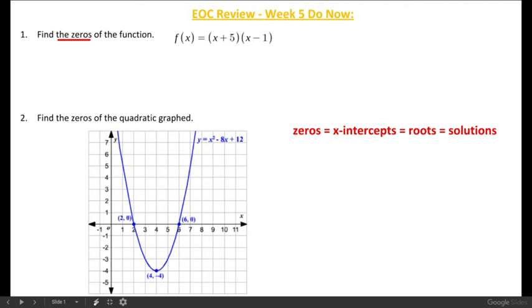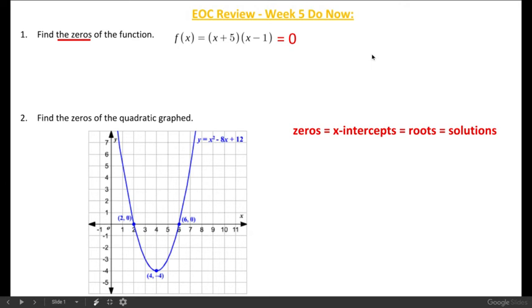So when we're asked to find the zeros of a function, what we have to do is take our function. When we look at it, we see that it's already in factored form because it has two parentheses being multiplied together. So since it's already factored, all we have to do is make the equation equal to 0. And then we're going to solve it. The way that we solve it is we take each parentheses and solve them separately. So hopefully you remember doing this in class.